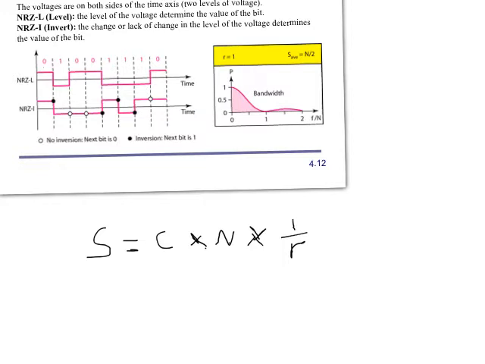Okay, so the only advantage added here is that the average voltage here tends to be around 0 or very minimal compared to the previous one, because one of the levels in the previous one is 0. So the average voltage tends to be always positive, which increases the average power.